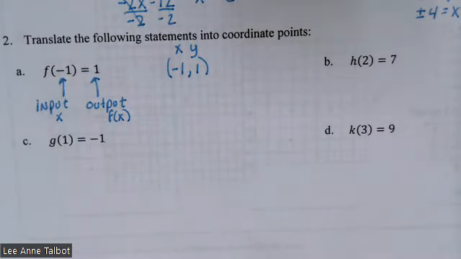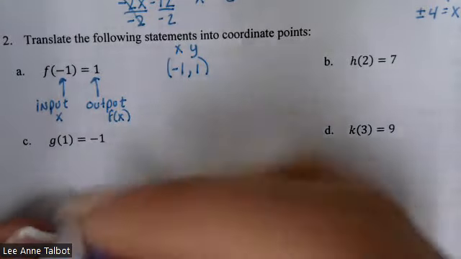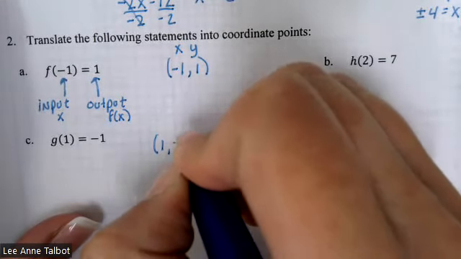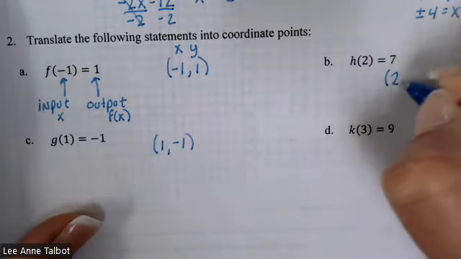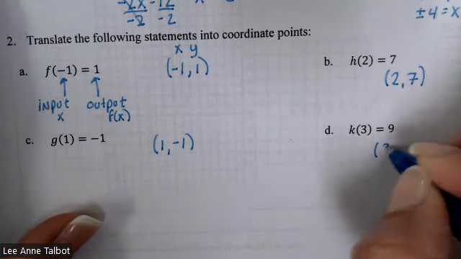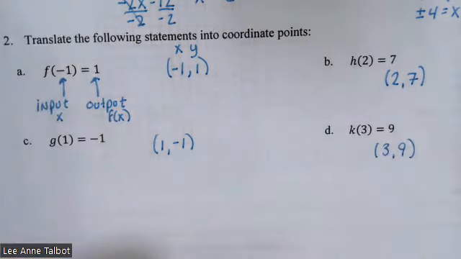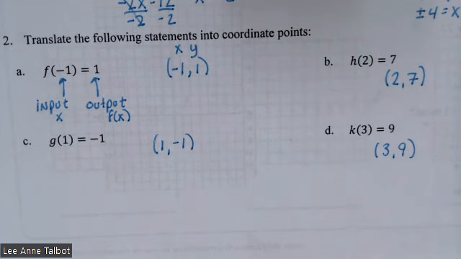Six seconds? 3 seconds. Perfect. So 1, negative 1, 2, 7, 3, 9. Okay, why did we do that? We did that because we need to remind ourselves how to work with inputs and outputs on a graph, which is, I believe, the next problem. If you flip it over. Oh, it is indeed. Yeah, okay.